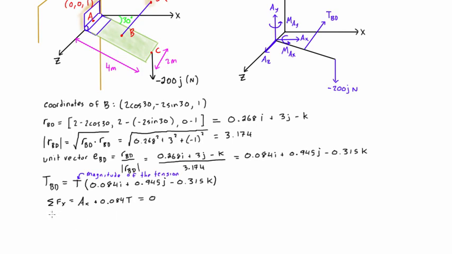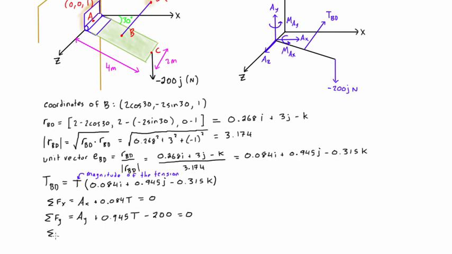Then for the sum of forces in the y direction, we are going to have the y component of the reaction force at A, so we have AY, plus the y component of the tension force, so that's plus 0.945 times T. Then we also have to subtract out this guy here because this was our applied force, so we have minus 200 newtons. And again, all of these units are in newtons, so that's equal to 0.